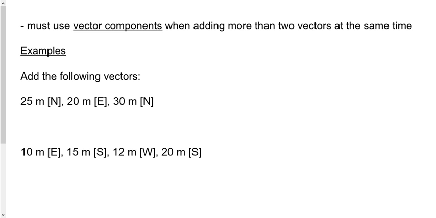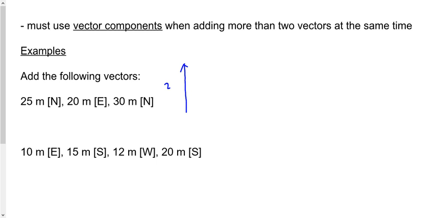What are we going to do if we have three vectors? Well, if we have three vectors, then we have to use what's called vector components in order to get a right-angled triangle. 25 meters to the north, 20 meters to the east, 30 meters to the north. Well, the vector diagram is going to look something like this.